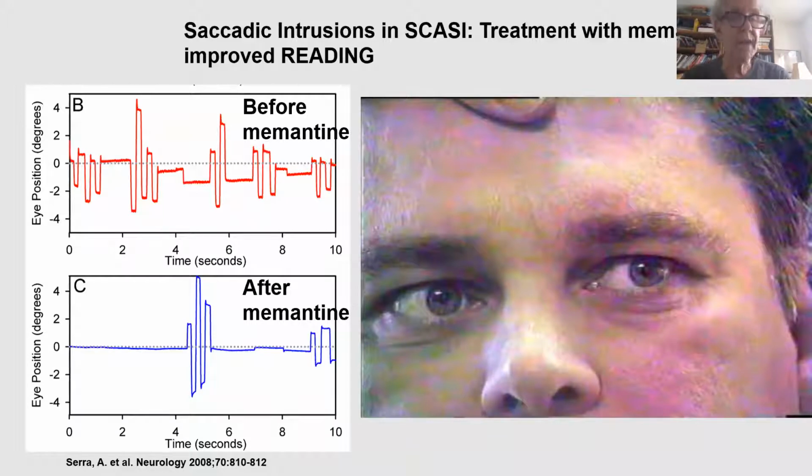Here are some recordings of the position of his eyes. Before the memantine, you see the red traces. He's jumping all around, back and forth. After the memantine, much less. So this gave him symptomatic improvement. All right, what do you see here?